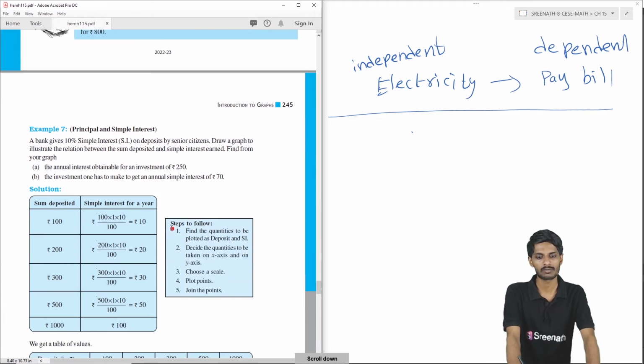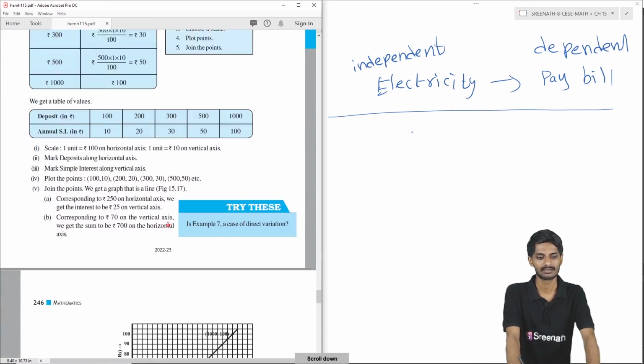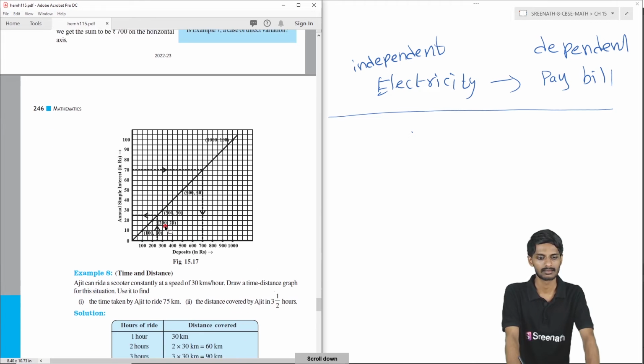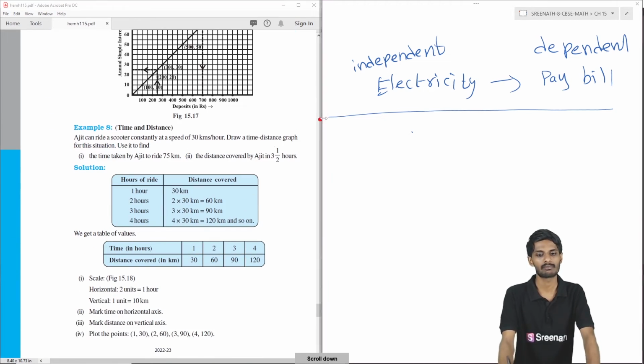So next problem, students, that is time and distance. Example 6.